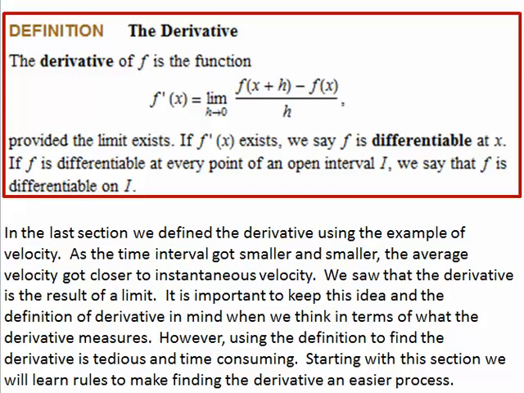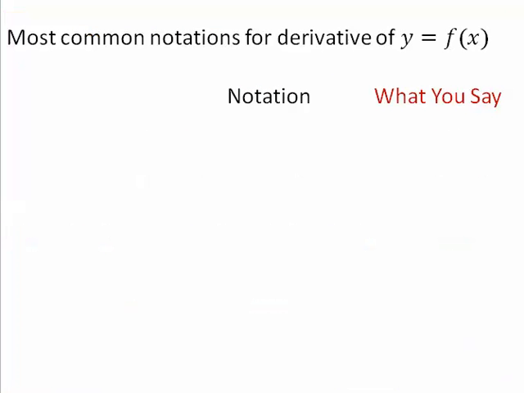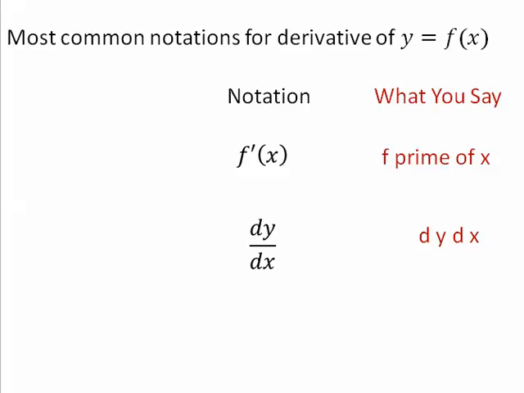First, let's remind ourselves about the notation. If y is a function of x, so y equals f of x, then the derivative of f of x can be written as f prime of x, or it can be written dy dx, or y prime. There are other notations, but these are the most common. Let's find our first derivative rule.